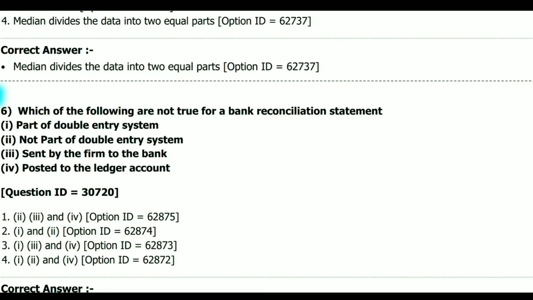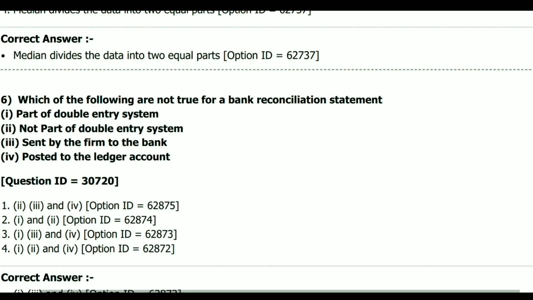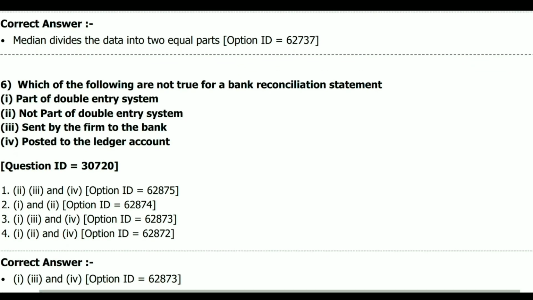Next question, which of the following are not true for a bank reconciliation statement? 1. Part of double entry system. 2. Not part of double entry system. 3. Sent by the firm to the bank. 4. Posted to the ledger account. Options: 2, 3 and 4; 1 and 2; 1, 3 and 4; 1, 2 and 4. And the answer is 1, 3 and 4. Part of double entry system, sent by the firm to bank, posted to ledger account.